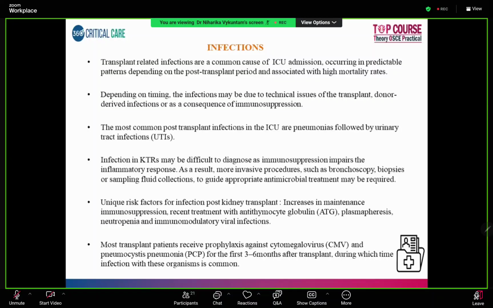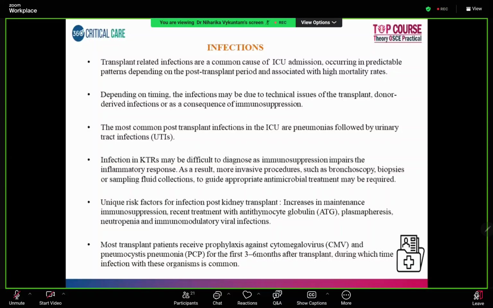So better is to do some invasive procedures. Suppose the patient has a pneumonia, then better to do a bronchoscopy. Or if the possibility is there, then do some biopsies or sample fluid collections so that you can appropriately initiate the antibiotic treatment, because the yield would be better. Okay, otherwise, since the patient is on immunosuppression, they might not grow any bacteria or fungus.